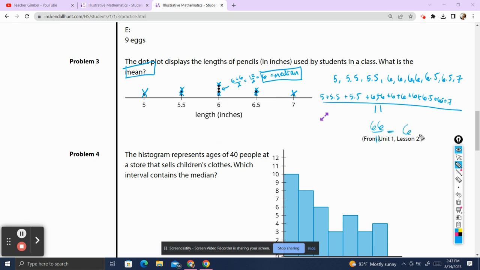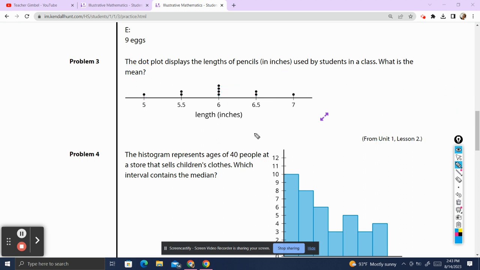So the 6 is inches because the question is asking us for inches. So the mean or the average length of the pencils used by a student in class is 6 inches long, which actually also happens to be the same as the median that we accidentally calculated, which makes sense. You'll learn later on by what type of distribution we're looking at over here.